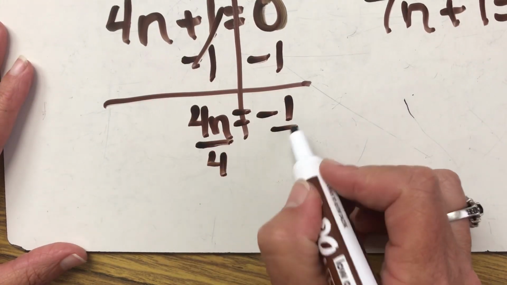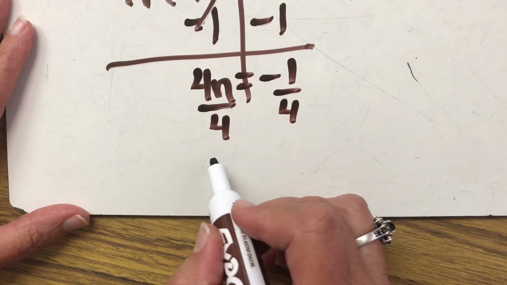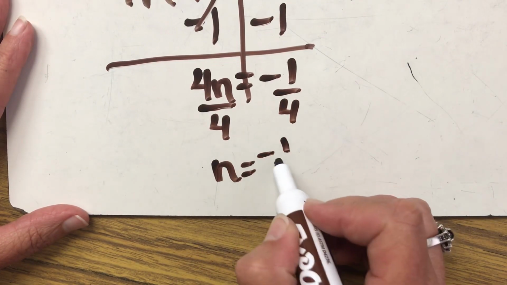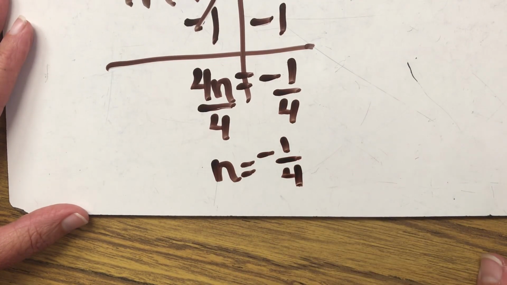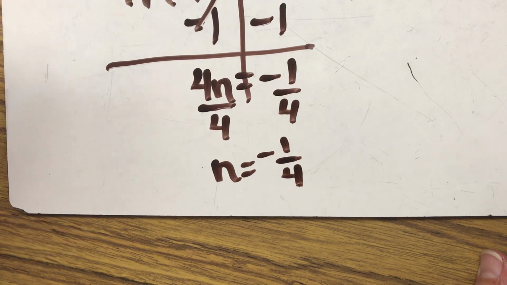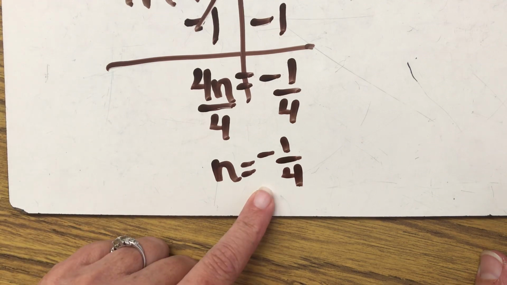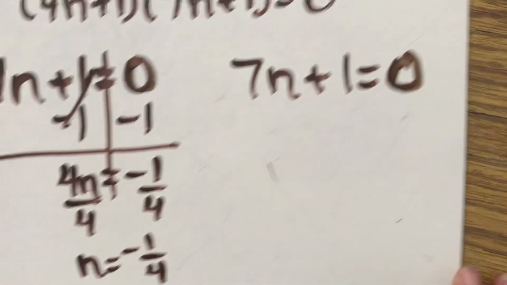Divide by 4, divide by 4. And we have n equals -1/4. So one of our solutions, one of our zeros, one of our roots, one of our x-intercepts is -1/4. Well, let's find the other one.